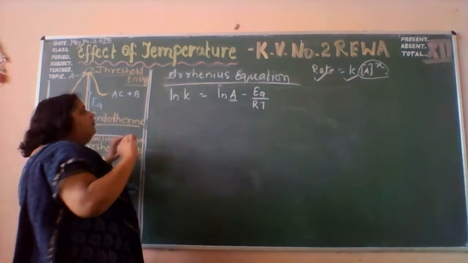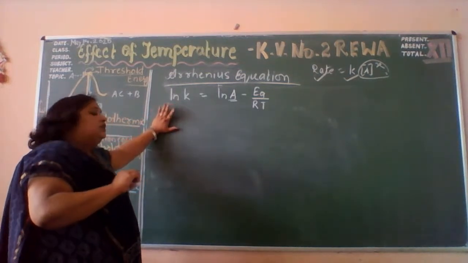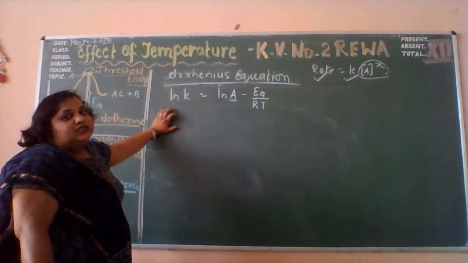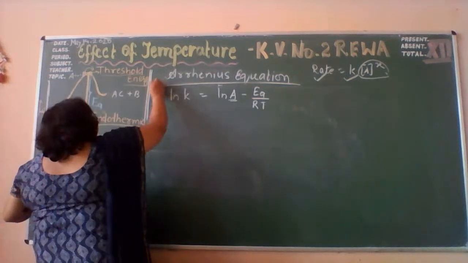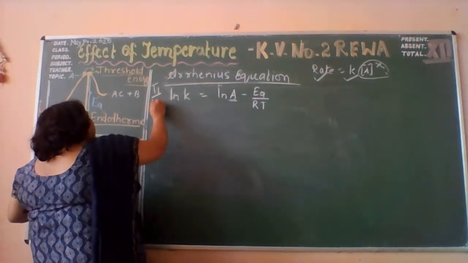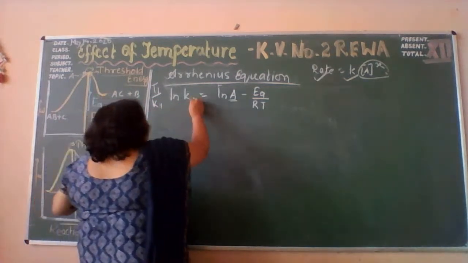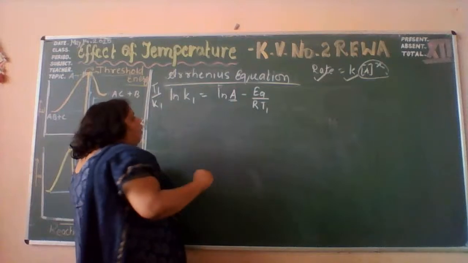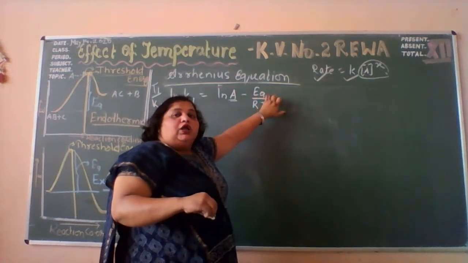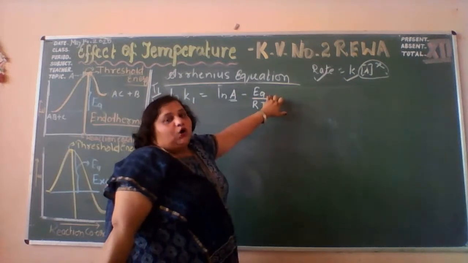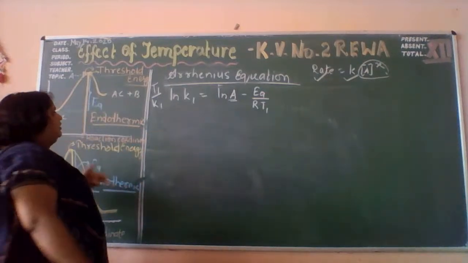Suppose the temperature is T1. Initially, you are comparing the rate of reaction at two different temperatures. Initially, the temperature is T1, and at this time the rate constant is K1. You can write it like this. All the others are constant. For a particular reaction, the value of Ea is also constant, right? So this will also be constant.